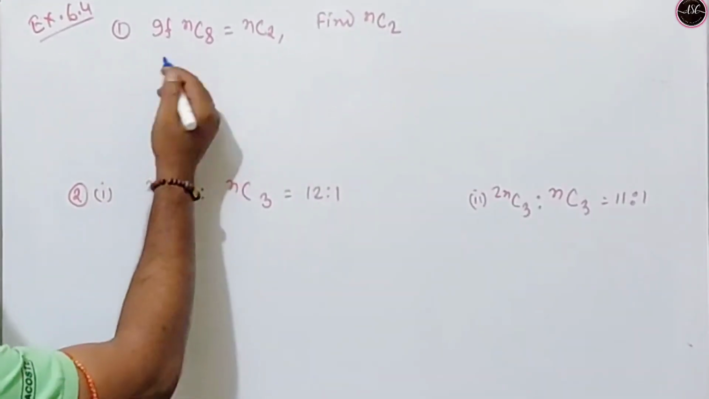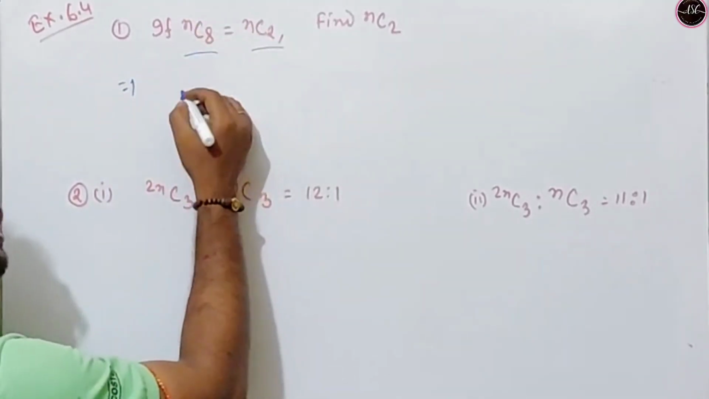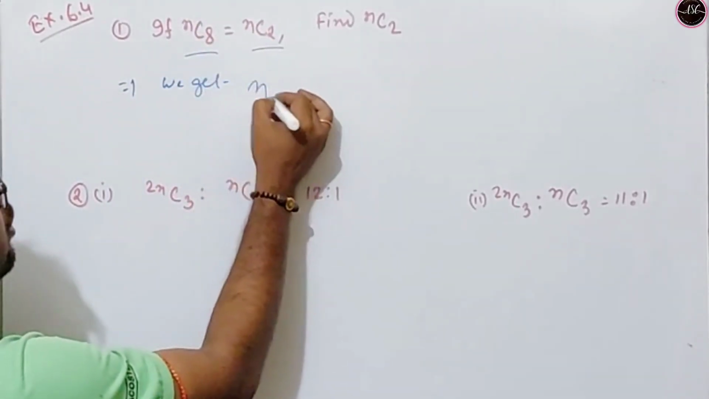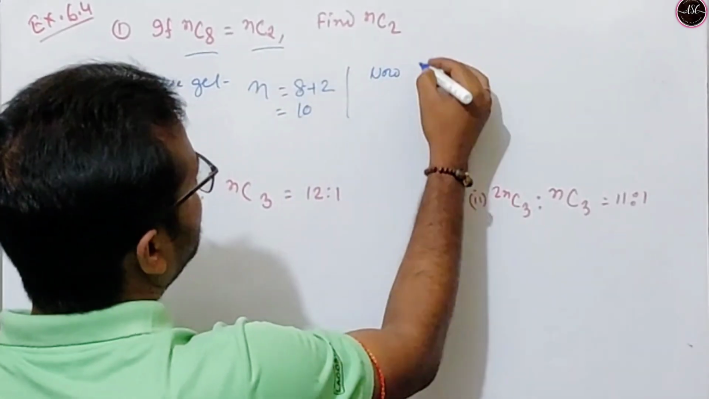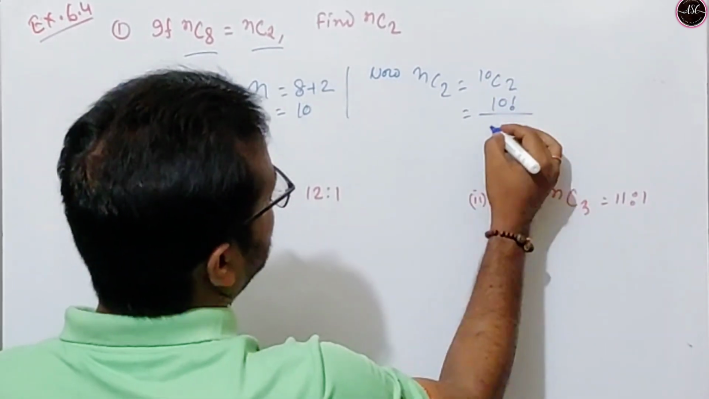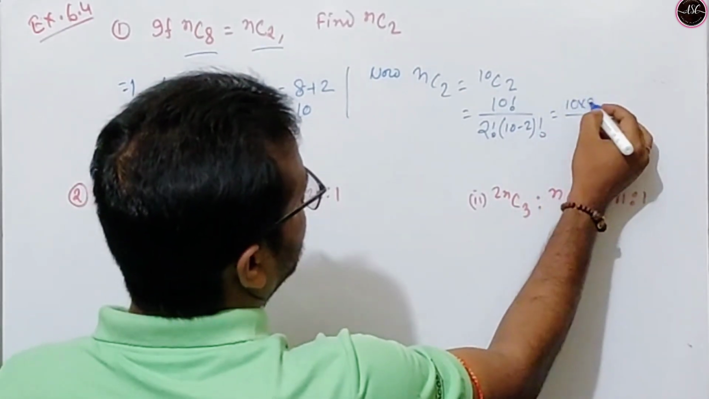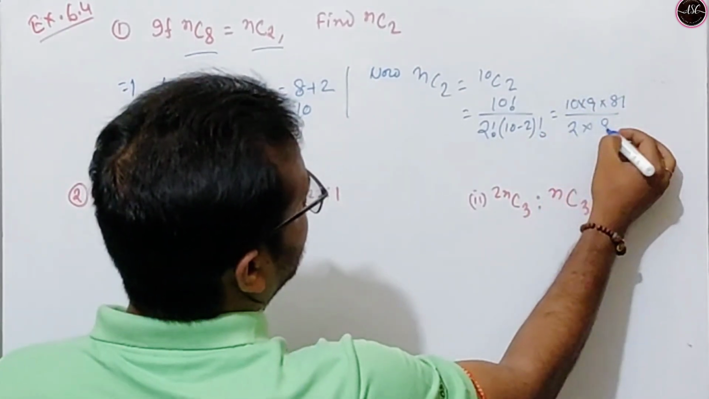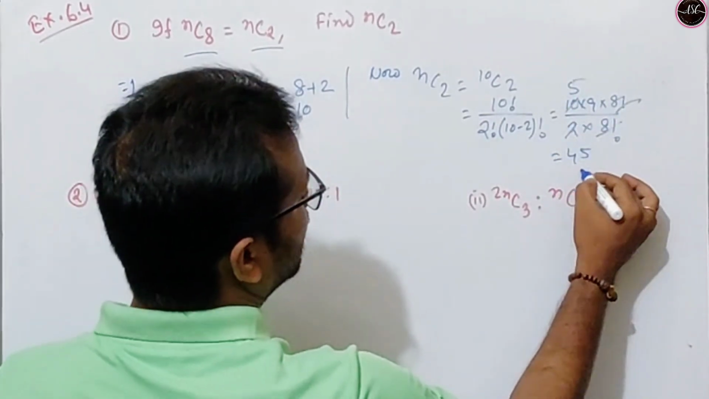Now we will do the exercise number 6.4 of your NCERT textbook. Okay, get this question. If nC8 equal to nC2, find nC2. We know, just comparing this, we get n equal to 8 plus 2, that means 10. Now putting the value of n, we get nC2 equal to 10C2. Just applying this formula, we get 10 factorial divided by 2 factorial, 10 minus 2 factorial. Therefore, this will be 10 into 9 into 8 factorial divided by 2 into 8 factorial. 8 factorial, 8 factorial will be cancelled out. Therefore, 5, so 45 will be the answer. Okay.